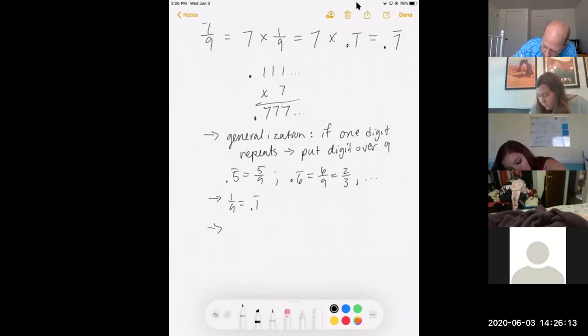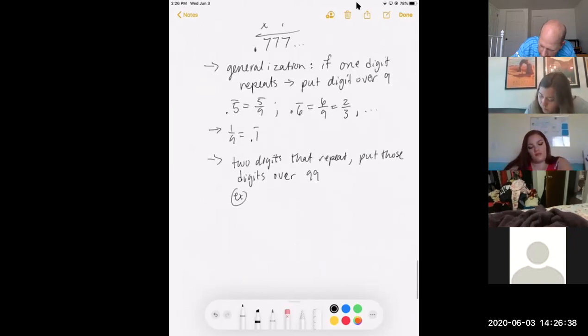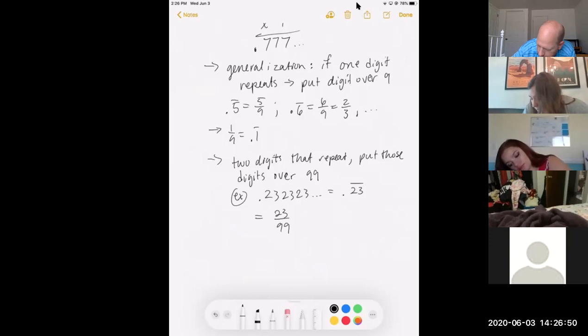If you have 2 digits that repeat, this could be on a fluency or something in the future. If 2 digits repeat, put those digits over 99. So for example, if we had 0.23 repeating, that's 0.23 with a bar over it, that's going to equal 23 over 99. That's because 1 over 99 is equal to 0.01 repeating. So all you have to do is multiply that number, 0.01 times 23 or 44 or 45, and so on. Make sure you simplify on that one if you need to.